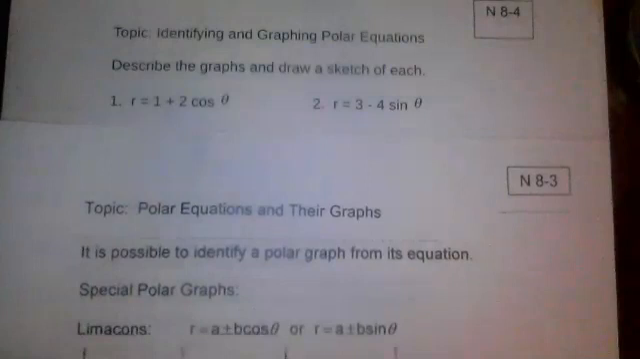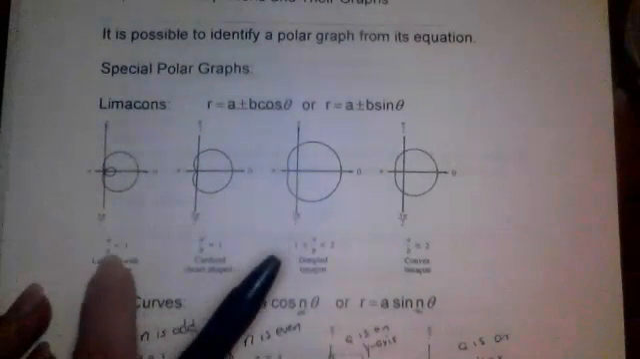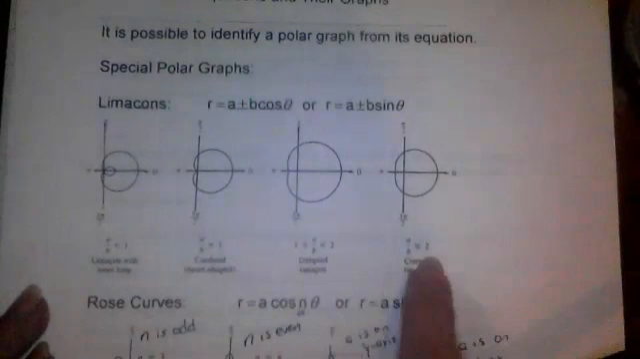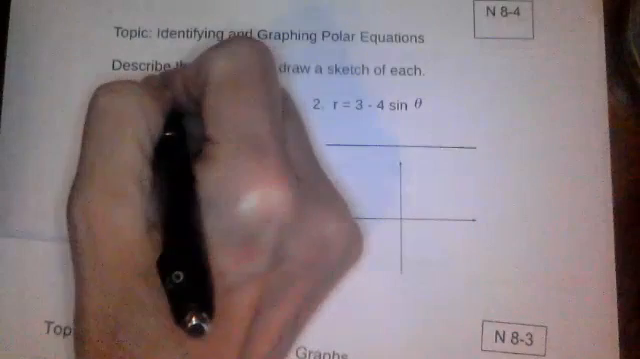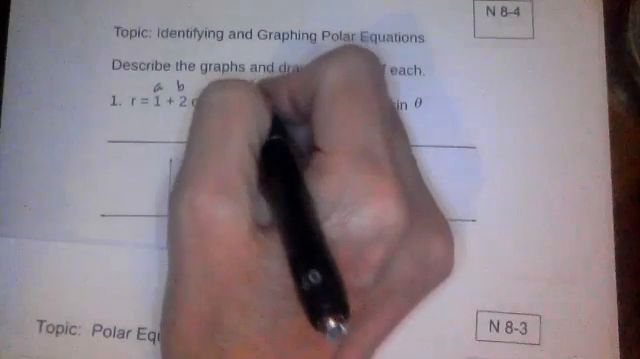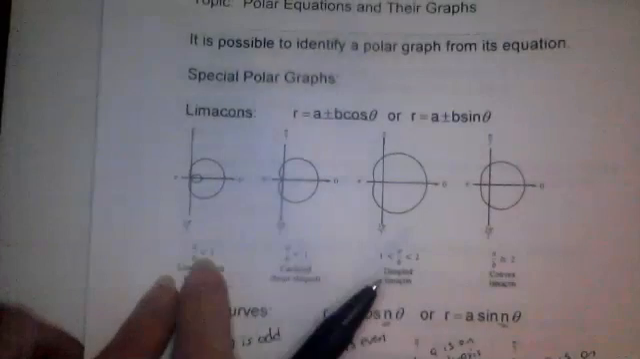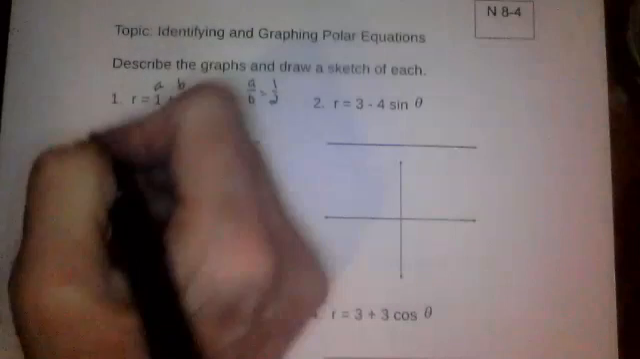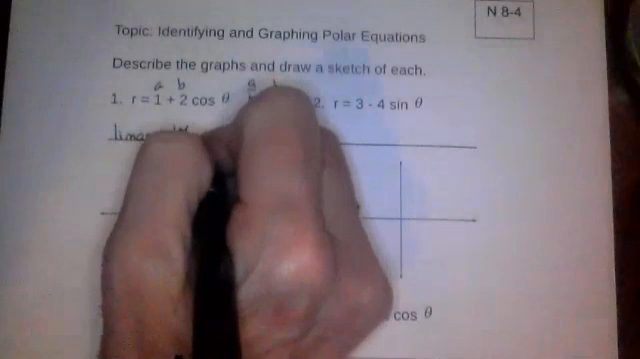The first thing the notes from yesterday told us was that when we divided A by B, whether it was less than 1, equal to 1, in between 1 and 2, or greater than or equal to 2, it made a difference as to the shape. So for us, A divided by B is 1 over 2, so we get 1/2, which is less than 1, which means we're going to end up with one of these with the inner loop in it. So let's go ahead and label this. This is going to be a limaçon with an inner loop.